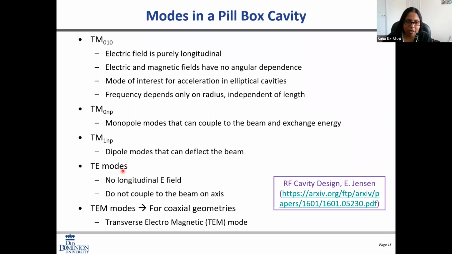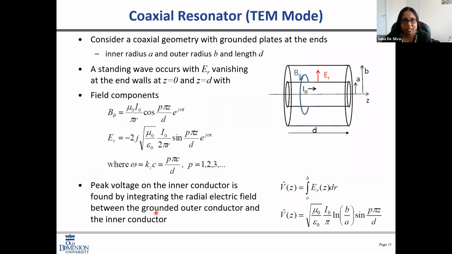And then the TE mode, where you don't have a longitudinal electric field, so it will have a transverse electric field in the cavity, and it does not couple to the beam on axis, so it's not for crabbing. And then you have the TEM mode type cavities, where it's a coaxial geometry, so you need an inner conductor and an outer conductor. And these types of cavities you can use for particle acceleration as well as for both deflecting and crabbing. So we'll go through them in detail later.